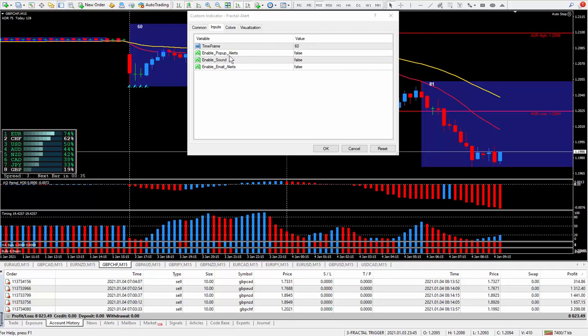It also has pop-up alerts. You can send it to your email. You can enable the sound. I'm not a big fan of alerts. I just know what time to be trading. I just want to see what the fractals are telling me.